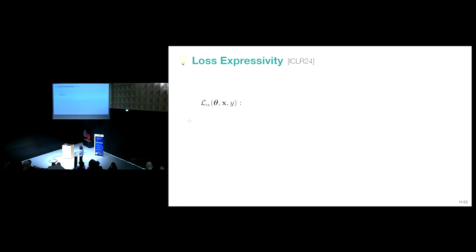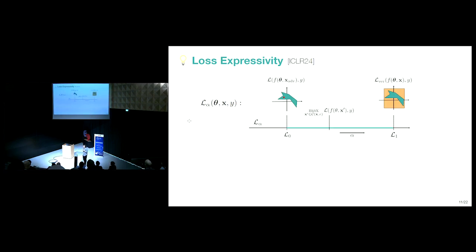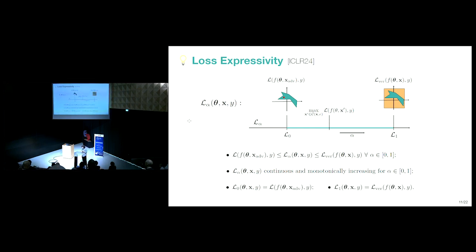We start, in the first contribution, from this sort of idea and ask ourselves whether there's something more general. So we define a notion of loss expressivity, which basically means the ability to span a continuous range of trade-offs between the lower and the upper bounds to the worst-case loss. It turns out that, more formally, this means that this L of alpha loss must be between the two bounds for alpha in [0, 1]. It must be continuous and monotonically increasing for the parameter in those values, and the extrema must be met.